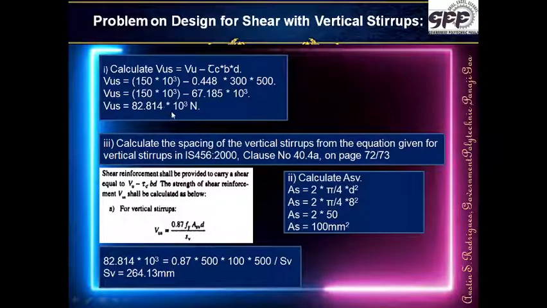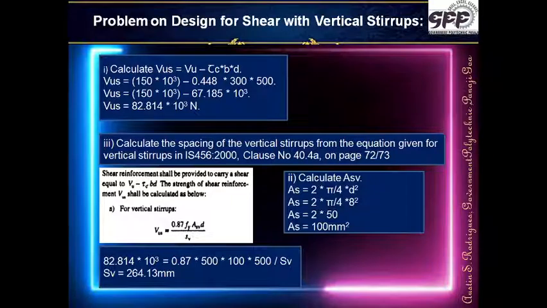So 82.814 into 10 raised to 3 is equal to 0.87, Fy is 500, ASV is 100, D is 500 and SV is to be found out. So SV comes equal to 264.13. So two-legged stirrups of 8 mm dia have to be provided at 264.13 mm in order to tackle a shear of 82.814 into 10 raised to 3. The rest is already taken care of by the concrete itself. So the spacing is required to be 264.13 mm.